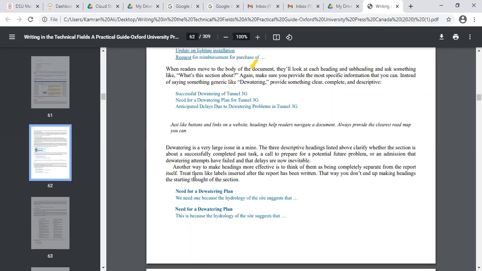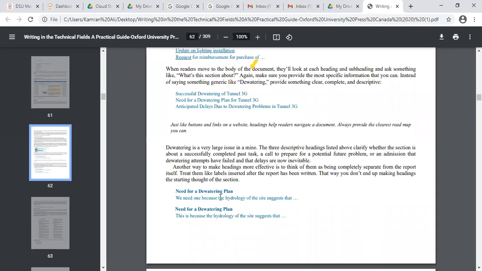Okay. Another way to make headings more effective is to think of them as being completely separate from the report itself. Treat them like labels inserted after the report has been written. That way, you don't end up making headings the starting thoughts of the section.